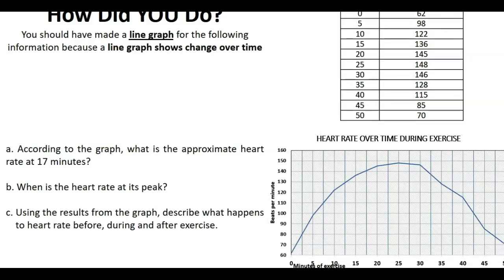Minutes are a unit of time. We will always use a line graph when we have time, whether it's minutes, hours, seconds, years, centuries, in our data set. Question A, according to the graph, what is the approximate heart rate at 17 minutes?